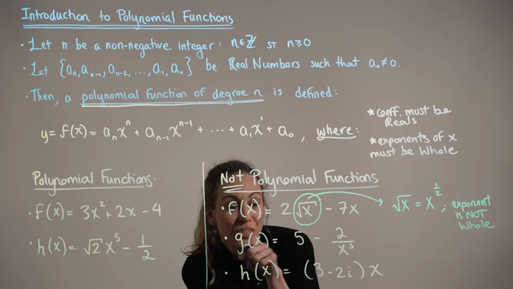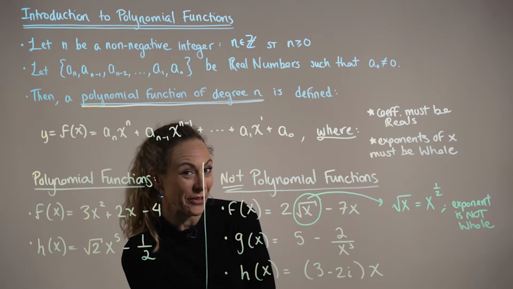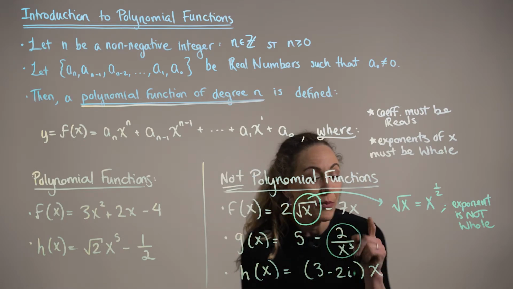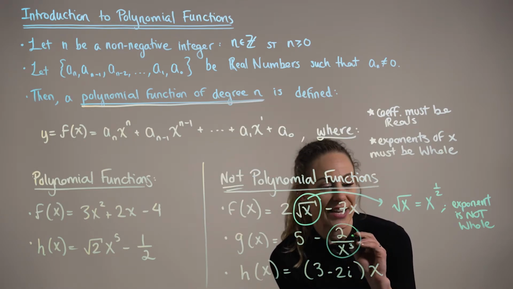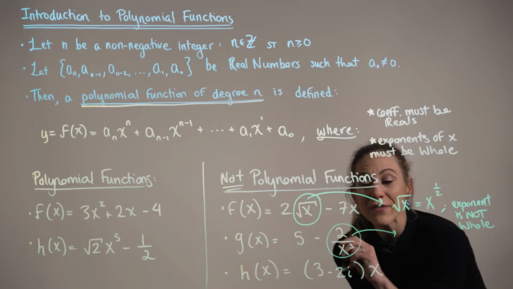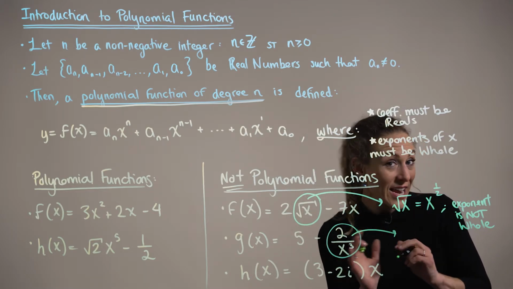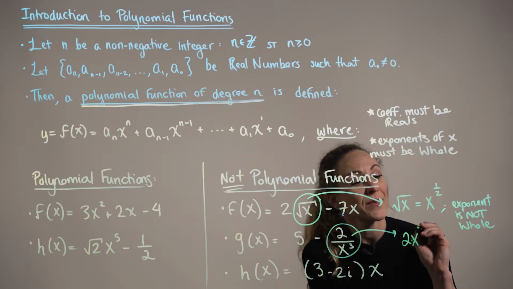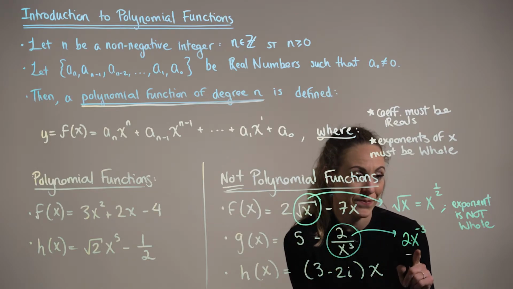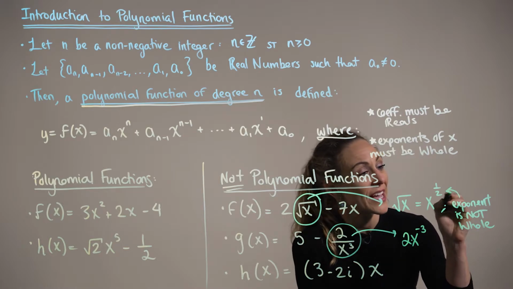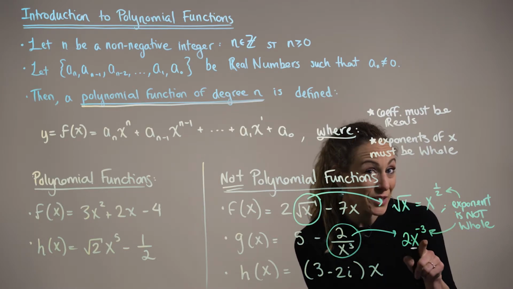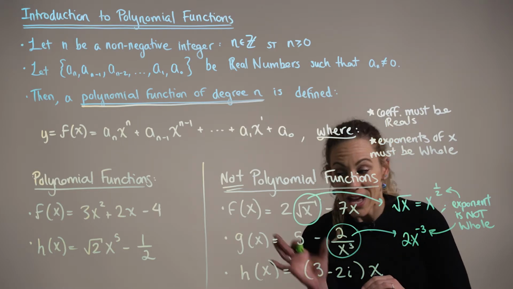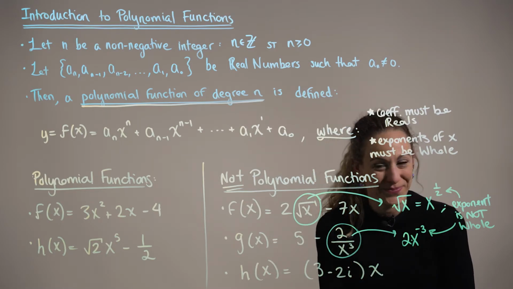So what about g of x? Why isn't this a polynomial function? And again, looking at the terms, we realize we have a rational expression here. So if we rewrite 2 over x cubed in its exponential form, this is equivalent to 2 times x to the -3. And just like with the first case, we can observe here that the exponent of x is not a whole number, making this a non-polynomial function.